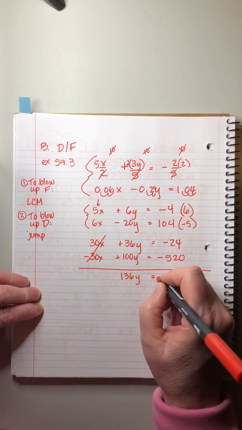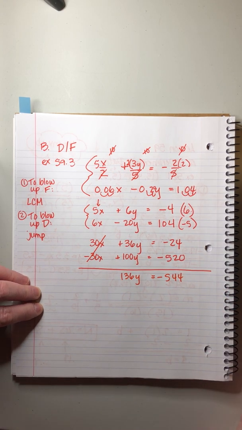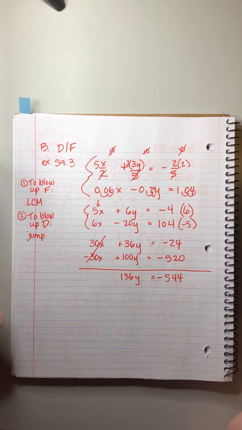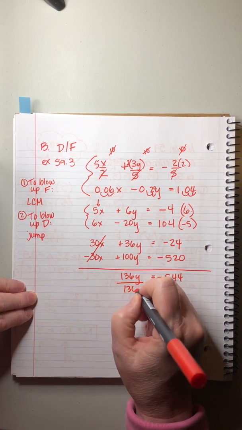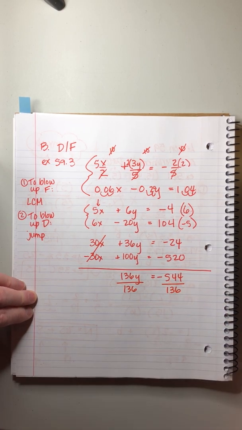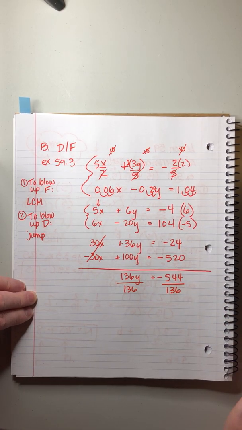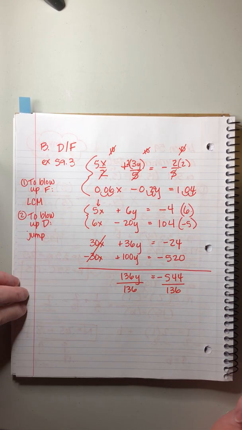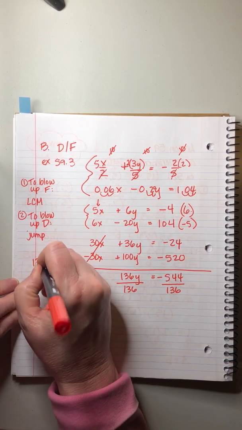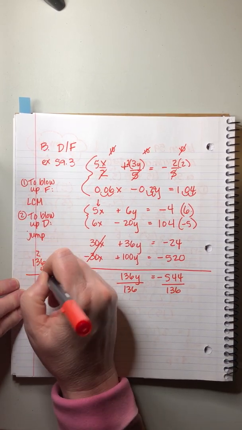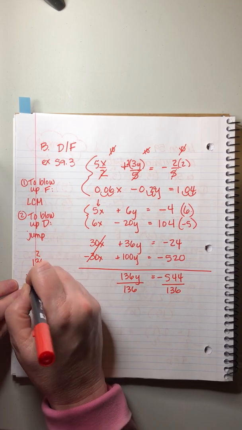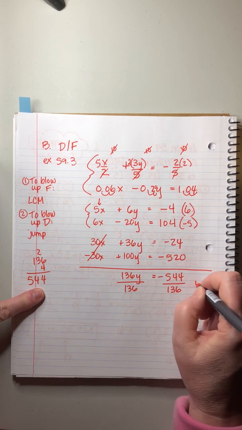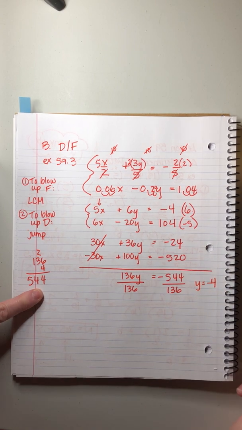136y equals minus 544, which means we're going to have to divide by 136. And I'm guessing that 136 goes into that, what do you want to say, 4 times maybe? Let's try it. 136 times 4. Yes. 136 times 4 is 544. So y equals minus 4.